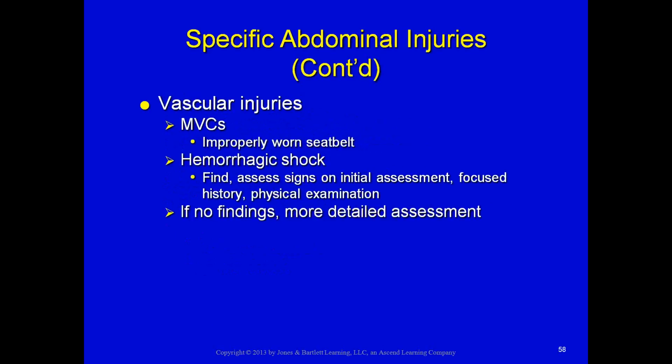Vascular injuries occur when people are improperly wearing a seat belt. Again, that seat belt can compress the contents of the abdomen against the spine when you slide forward to the point where it may cause laceration of the aorta or the inferior vena cava. Patients will present with signs of hemorrhagic shock. They'll be pale, cool, clammy, rapid heart rate, rapid breathing, diminished or absent radial peripheral pulses.